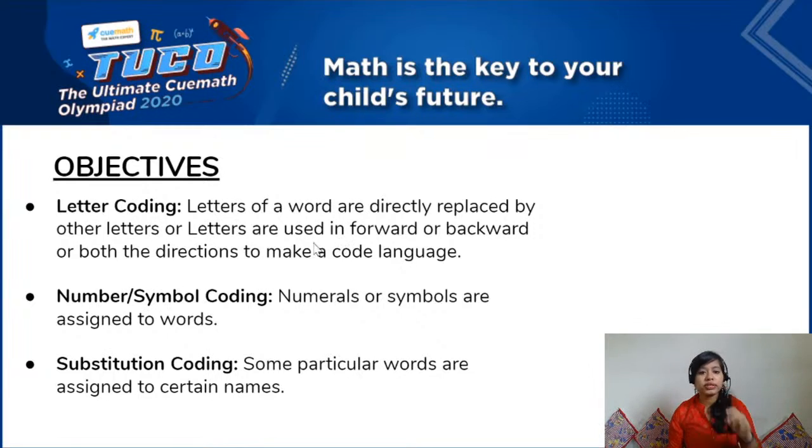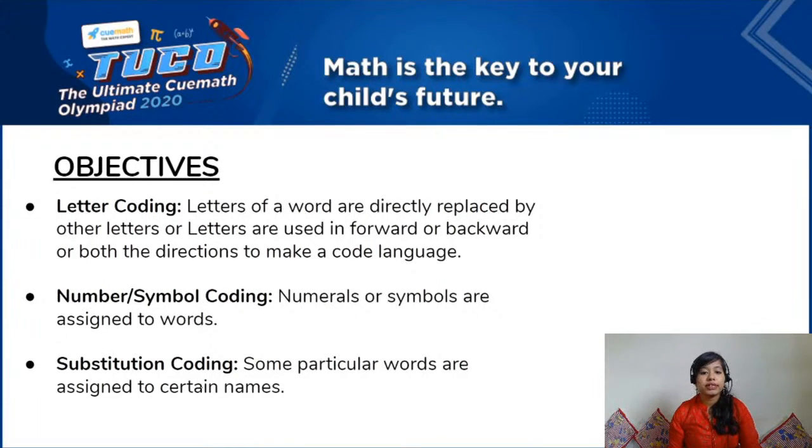Coming to the next one, number or symbol coding. In numbers or symbols, we basically have the numbers or symbols which are being coded and we are trying to retrieve the meaning of it. That's another way of showing an example of coding and decoding. The third one is substitution coding.